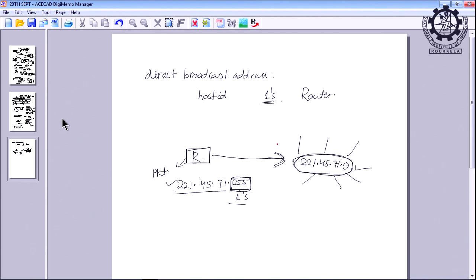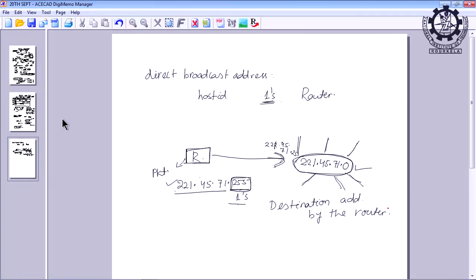So it comes to 221.45.71.255. It is now received by all the processes in this. So this is a special kind of address which is used as a destination address by the router. This is what a direct broadcast address is, and this address cannot be given to any host. This is for a class C. Similarly, for a class B it will be x.y.255.255. All host IDs are 1.